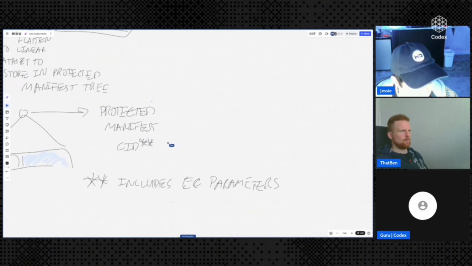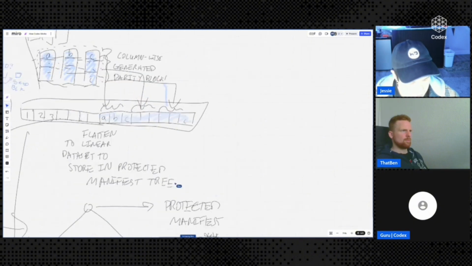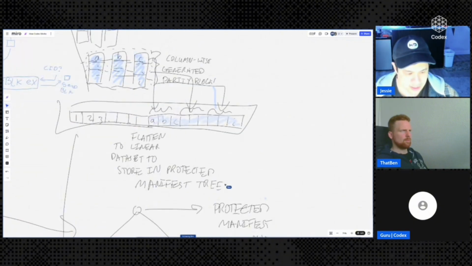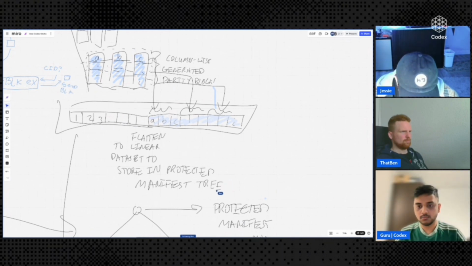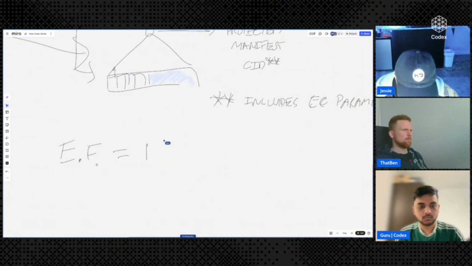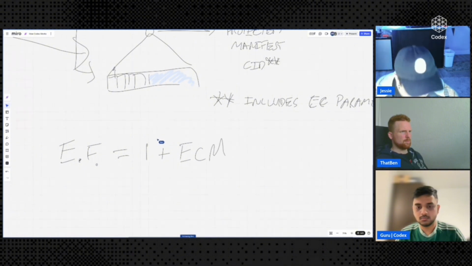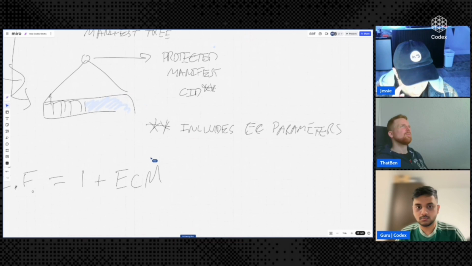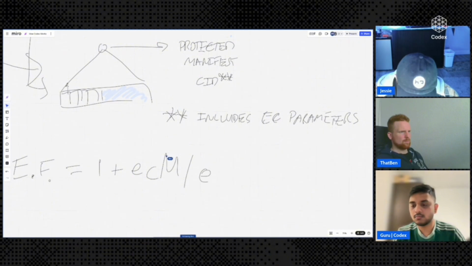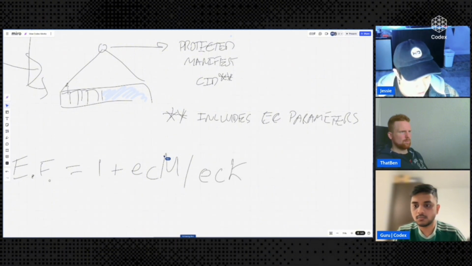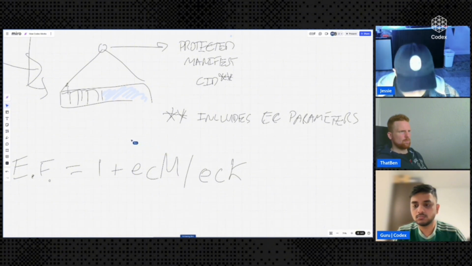I guess we should talk about how the details surrounding how we create the additional parity data are actually dependent upon the expansion factor that we choose to use. So I'll denote the expansion factor here as equal to 1 plus M over K, where M is the parity data, ECM divided by ECK. So for every ECK data blocks, you get ECM parity blocks. Okay, so M is the parity data.